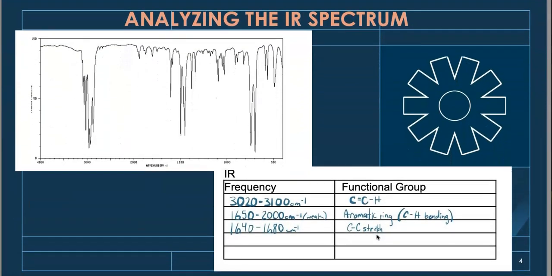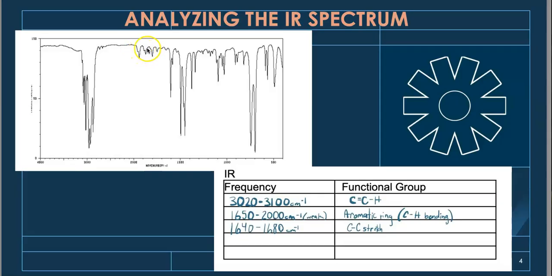When analyzing the IR spectrum, starting over on the left, we can see this peak around 3020 to 3100. Those medium peaks represent the carbon-carbon double bond stretching vibrations. At 2975 to 2845, these strong peaks represent carbon to hydrogen stretching vibrations.